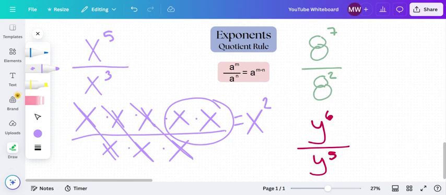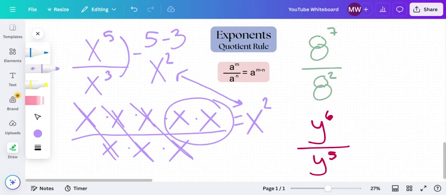If I wanted to do this a quicker way, I would use my quotient rule, which tells me that I can look at my problem, x to the fifth over x to the third. I can look at my exponents, and all I need to do is subtract them to find my new exponent. So I would do 5 minus 3, and that would get me 2. My base does not change, so it would be x to the second. So these are the same answer. We just used our rule to get it a quicker way.